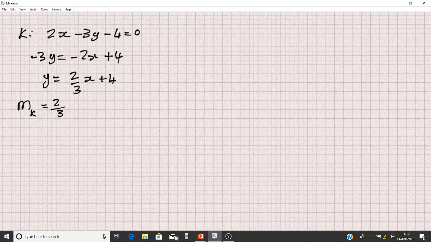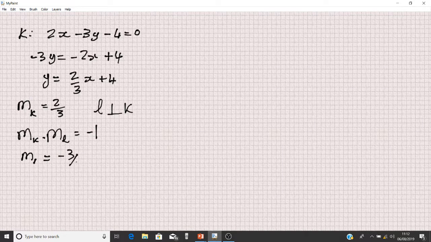Now we know L is perpendicular to K. So m_K times m_L always equals -1. So to find m_L, we change the sign and invert, giving -3/2. Okay, so that's the slope of the line L that we're looking for.